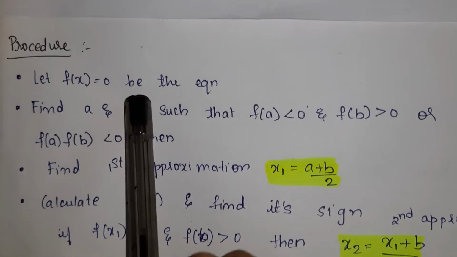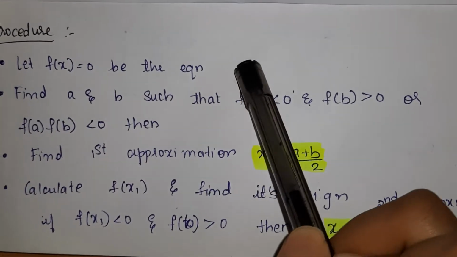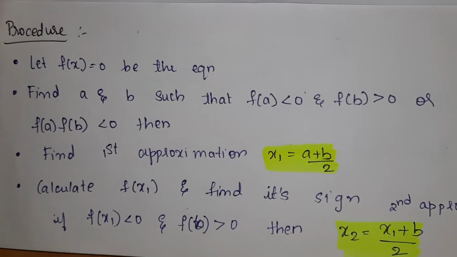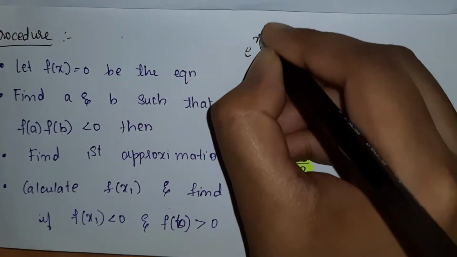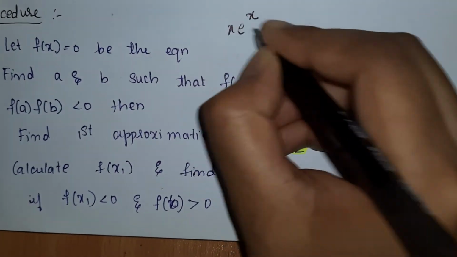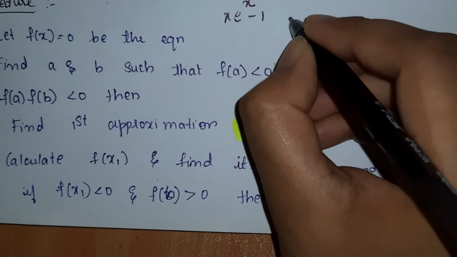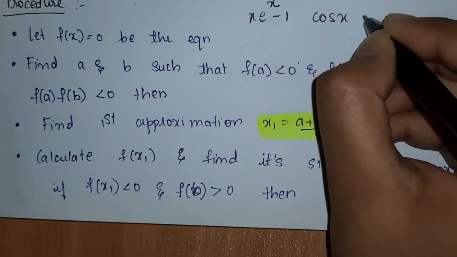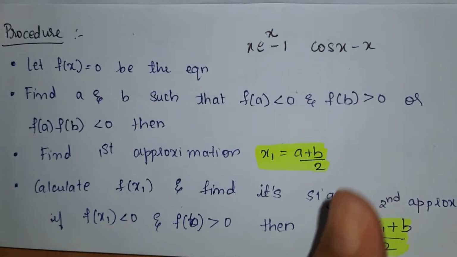Let f of x equals 0 be an equation. Equation as in our transcendental equation. It can be anything. So I'm taking a e power x, x e power x minus 1. This also it can be, or cos x minus x. Anything it can be. Transcendental equations.